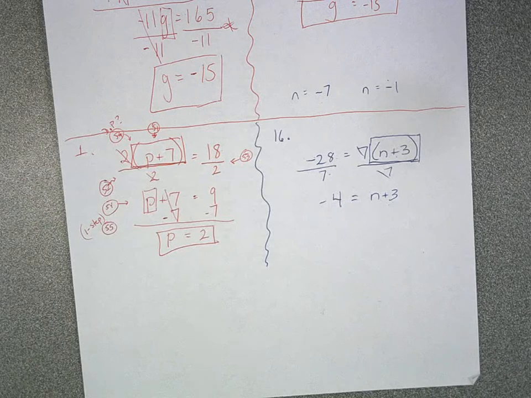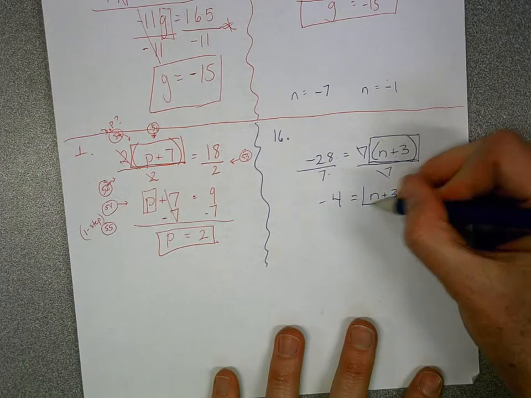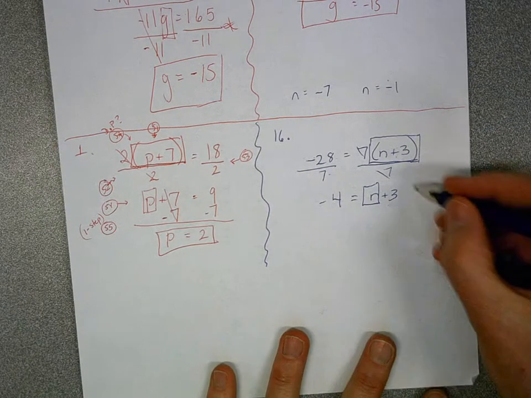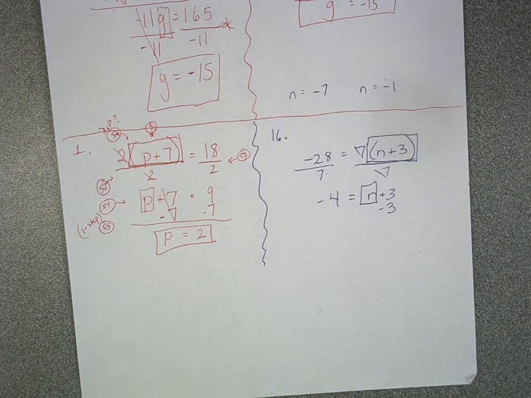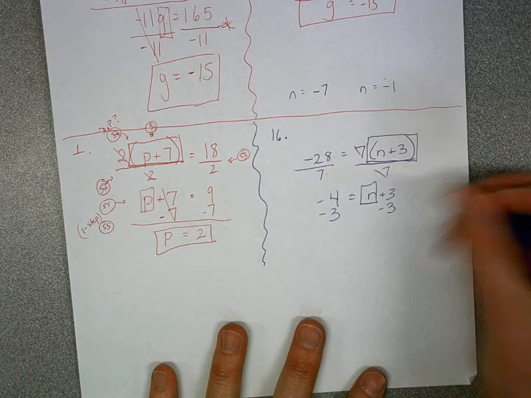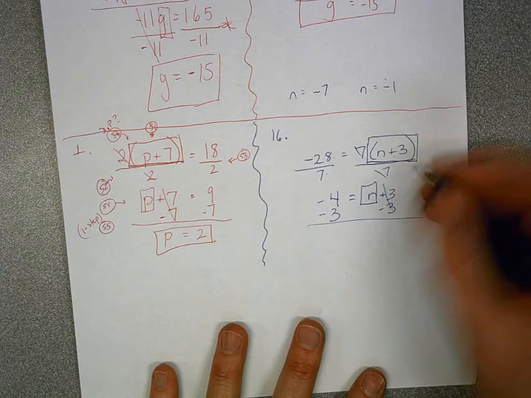Now it's a one-step equation. I find my variable, there it is. 3 is being added to it, so I do the inverse. I'm going to subtract 3 there. I'm going to subtract 3 on this side. And we have n is equal to.